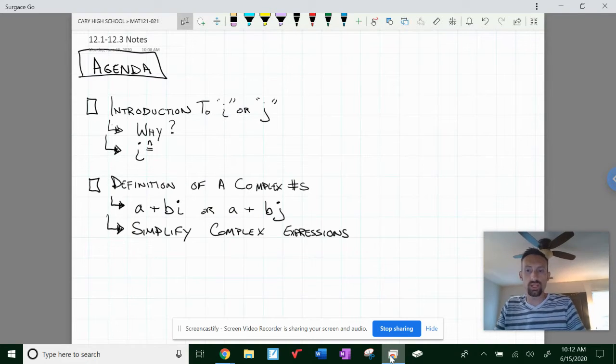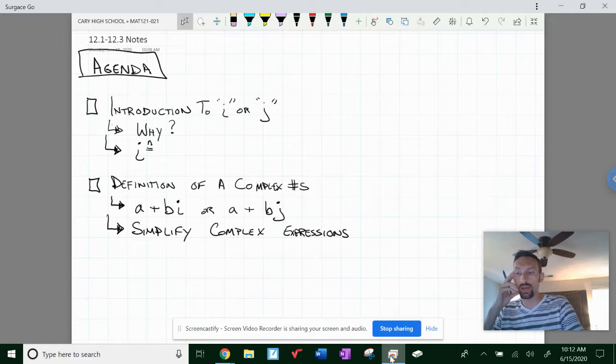I am going to spend a little bit of time talking about the content that you're going to see in 12.1, 12.2, and 12.3. This content is going to be a lot more heavy on computations and is going to be something we use a lot in the coming unit to help us simplify our answers when we're dealing with quadratic equations.